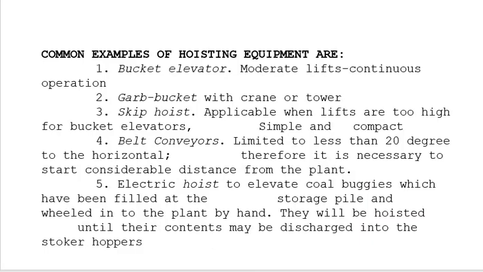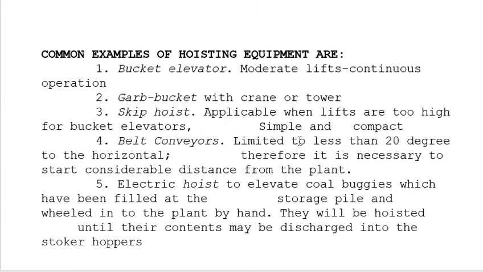So the following are the common examples of hoisting equipment. First, bucket elevator, moderate lifts, continuous operation. Second, grab bucket with crane or tower. Third, skip hoist, applicable when lifts are too high for bucket elevators, simple and compact. Fourth, belt conveyors, which is shown in the above figure, limited to less than 20 degrees to horizontal, therefore it is necessary to start a considerable distance from the plant.